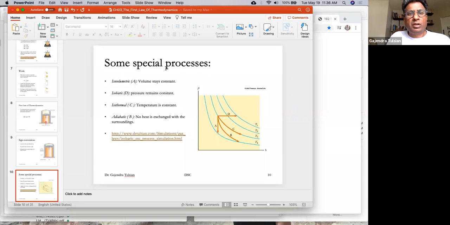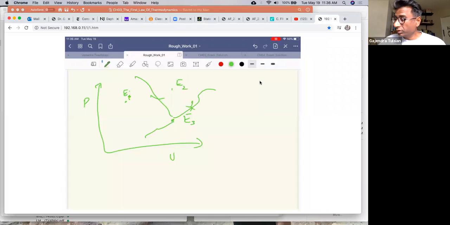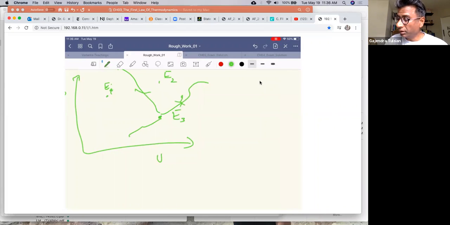All right, so now we'll look at some special processes. These processes are represented on a PV diagram, and these processes are for an ideal gas. Okay, so again, let me remind you of the ideal gas law.